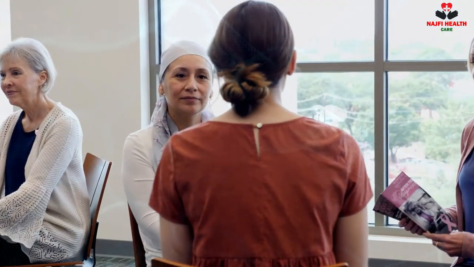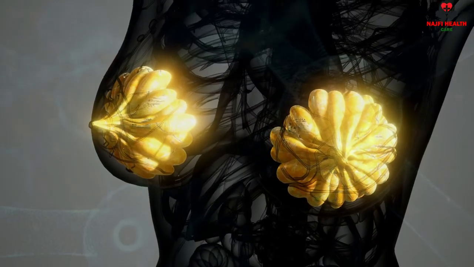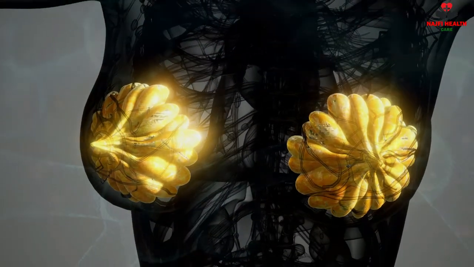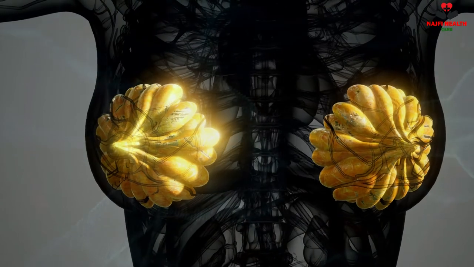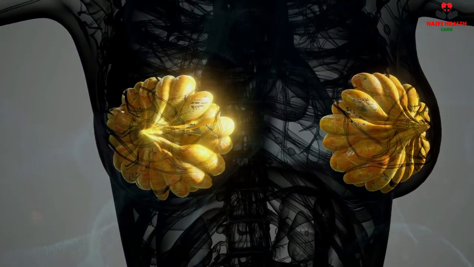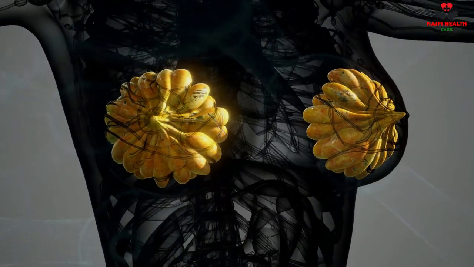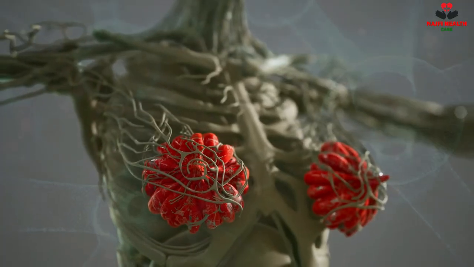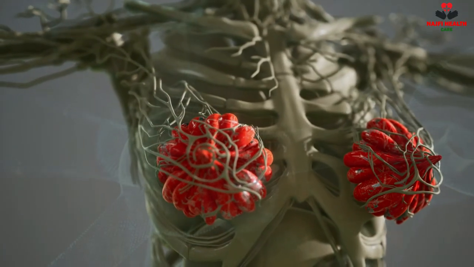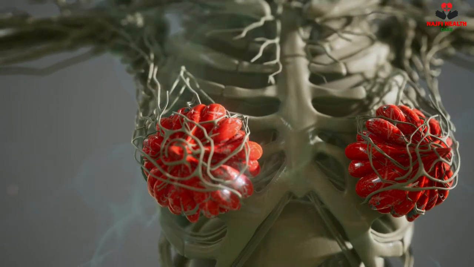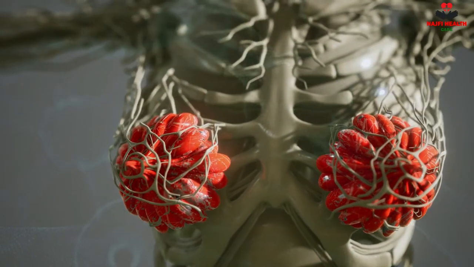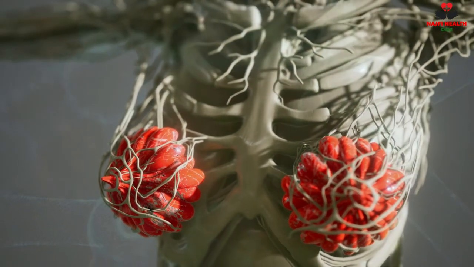According to the ACS, in 1975, the 5-year survival rate for breast cancer in women was 75.2%. But for women diagnosed between 2008 and 2014, it was 90.6%. 5-year survival rates for breast cancer differ depending on stage at diagnosis, ranging from 99% for localized, early-stage cancers to 27% for advanced, metastatic cancers.